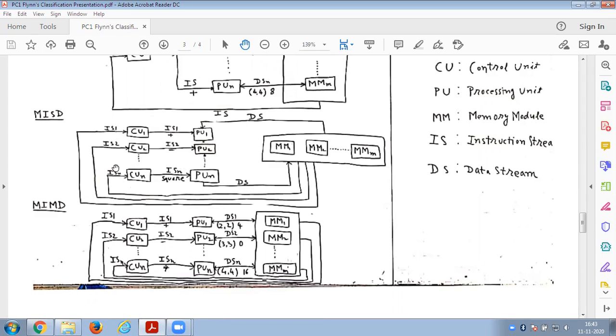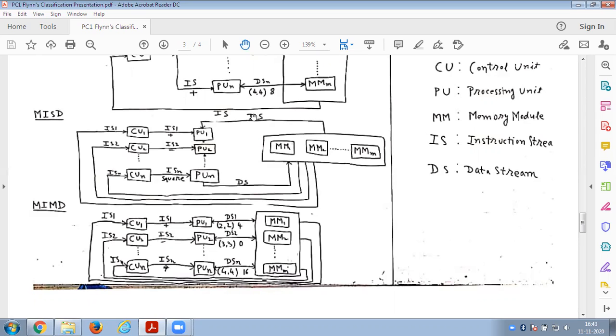So different instruction streams are taken, multiple instruction stream. That means multiple instructions are taken by multiple control units. Then these are decoded and given to the processing units. The processing unit is taking a single data stream. See, only a single data stream is coming into PU1. Then whatever operation was required was done.